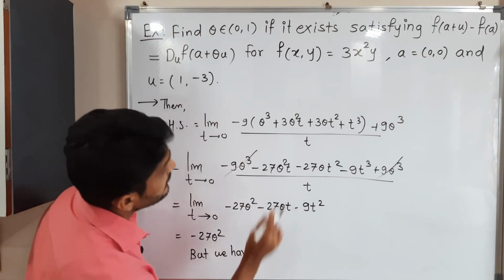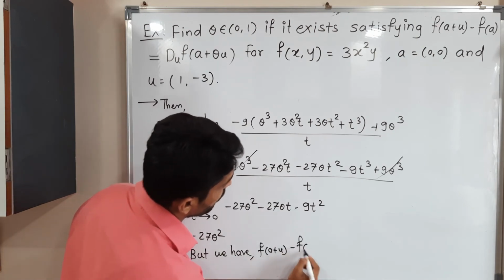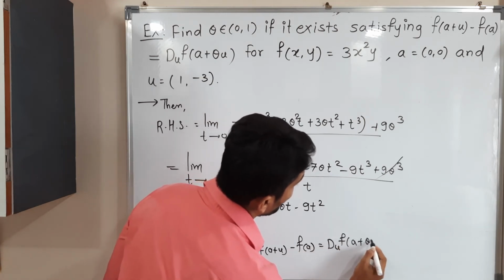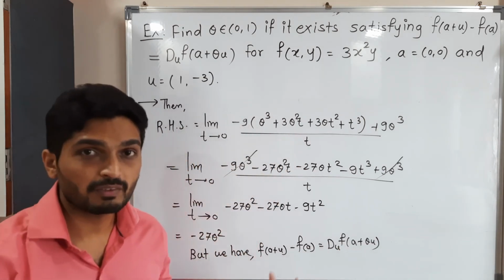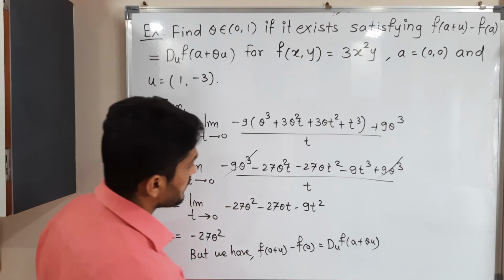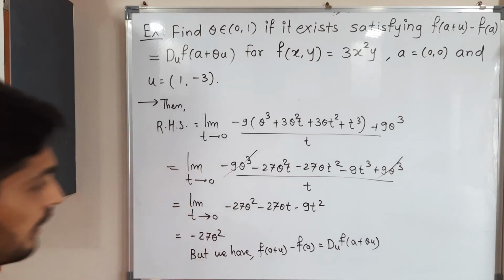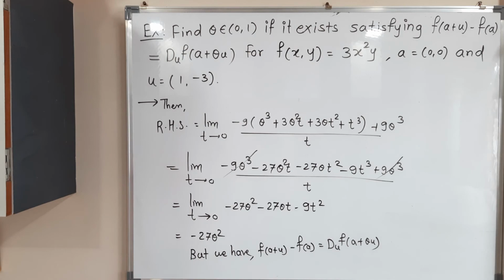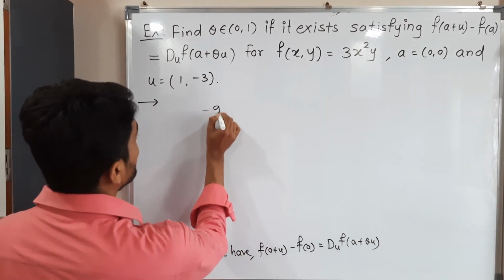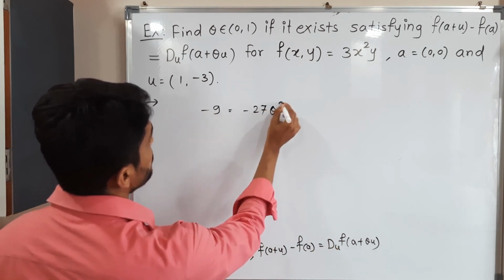But what is the given information? Given information is that thing you can see on the board, f of a plus u minus f of a. That equality is given, no? Equality is given. So we work on it. We found out the left hand side, we found out the right hand side. So what was the left hand side? I will put here the value. Make a screenshot of it. After that we will go further, we will have more space to write. Its value is minus 9. Its value we have calculated, it is minus 27 theta square.